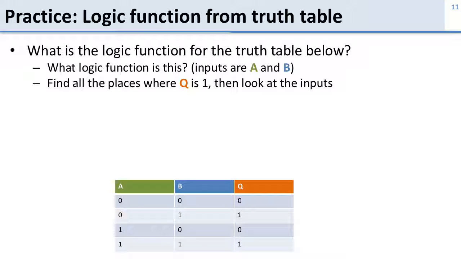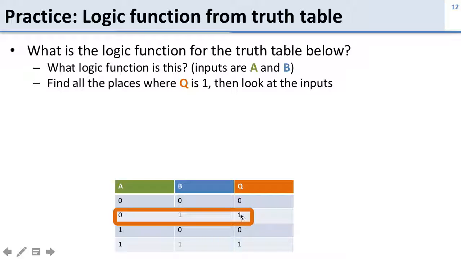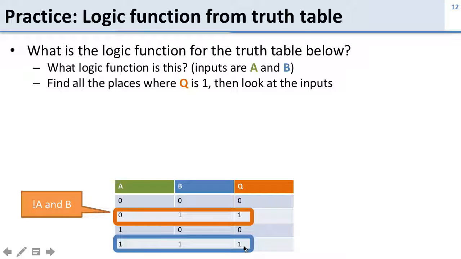Now let's try doing it the other way around. How can you come up with the logic function from this truth table? Well, if we take a look at this, we can look at the places where output Q is true. So here Q is true, and our inputs A is 0 and B is 1. So that means that the equation for this is that Q is true if not A and B are true. Similarly, Q is true down here. In this case, both A and B are true, so this is going to be A and B.